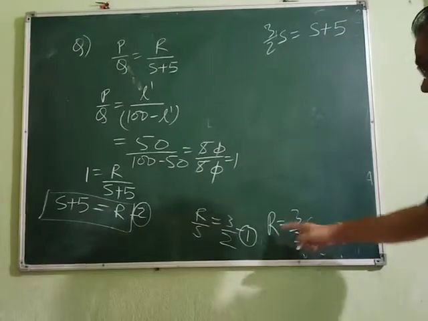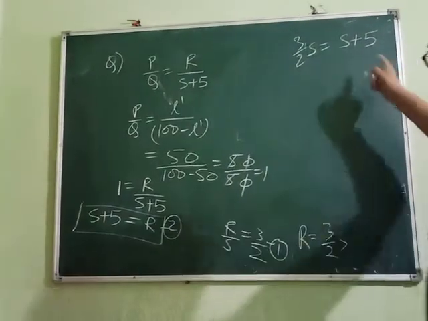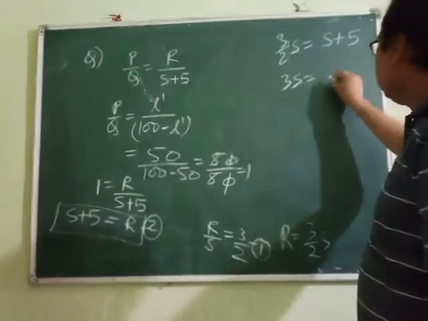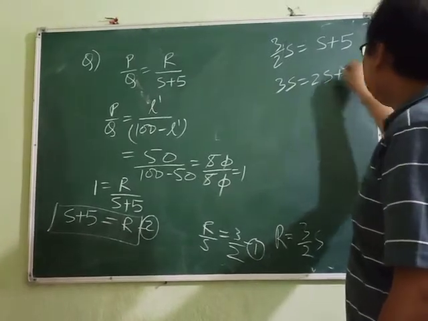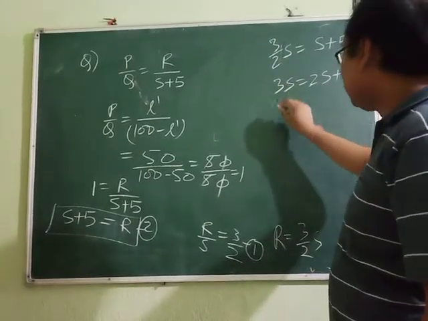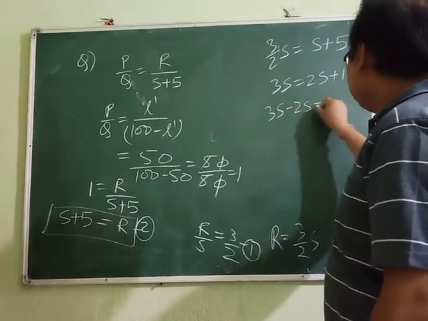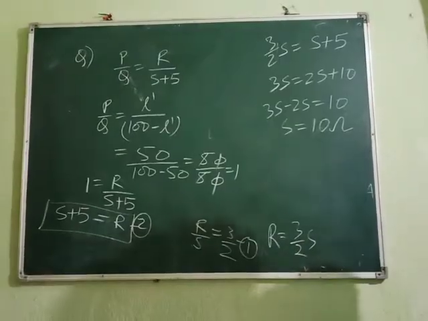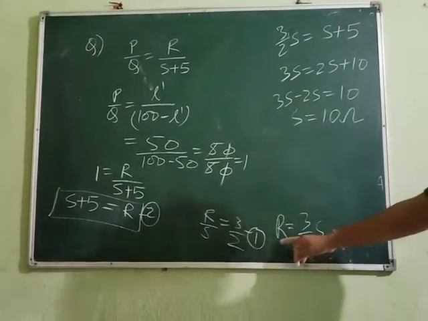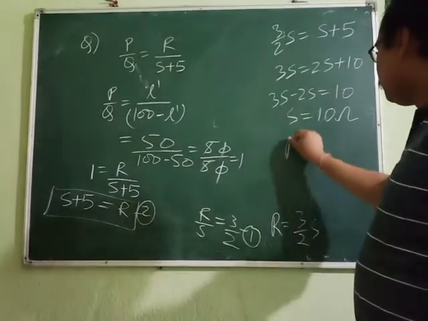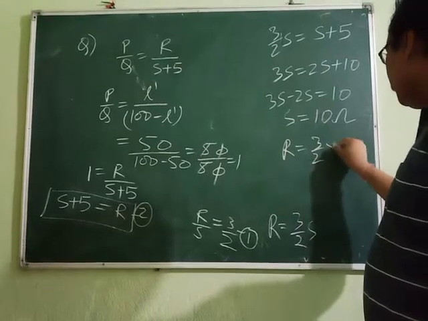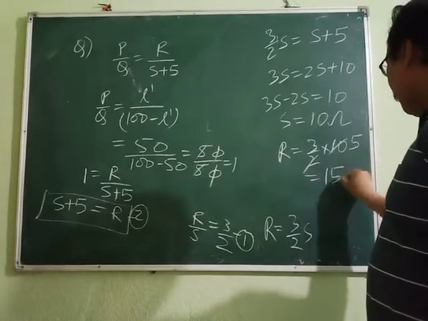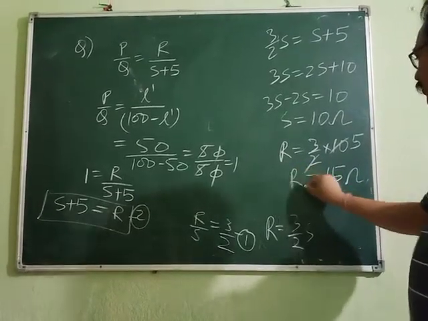This is also the value of R. Now we can cross multiply. You get 3S is equal to 2S plus 10, because 2 fives are 10. So 2S goes to that side: 3S minus 2S is equal to 10. So S is equal to how much? 10 ohm. S we have got. Now we need to find R. R is 3 by 2 S, so R is equal to 3 by 2 into 10. 2 fives are 10, and 5 threes are 15. So what we got? 15 ohm. This is the value of R.